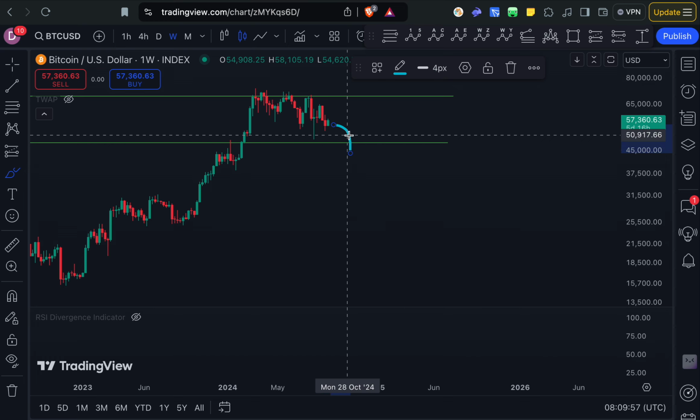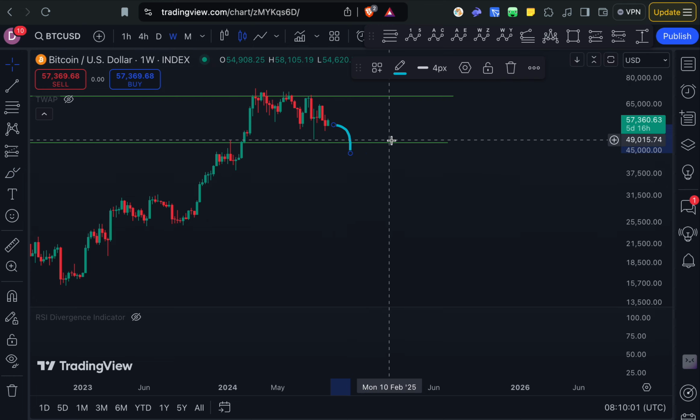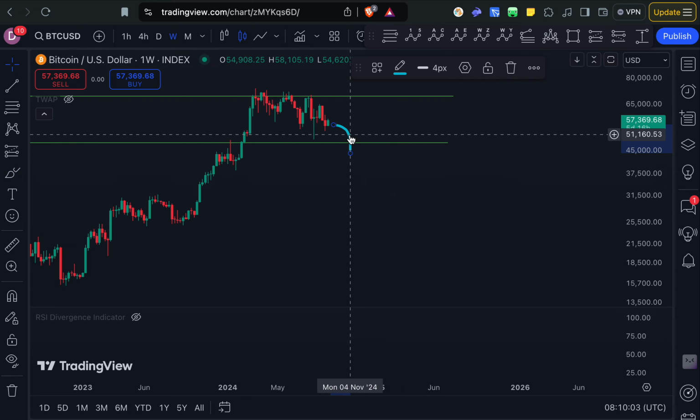So you always have support and resistance. The resistance line is always above, and the support line is always below the current price level.